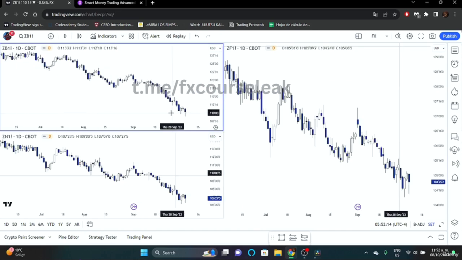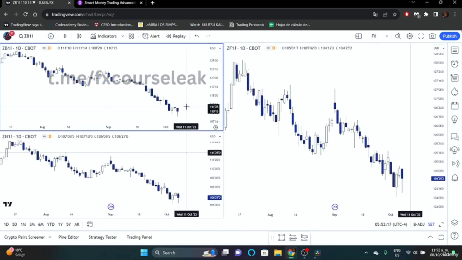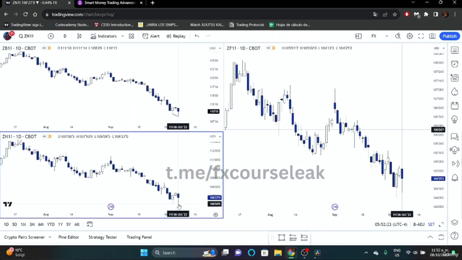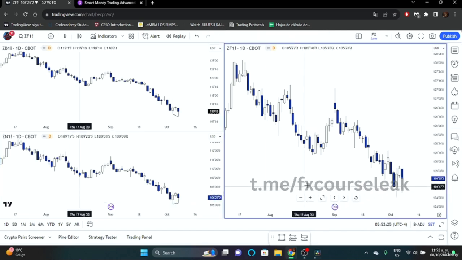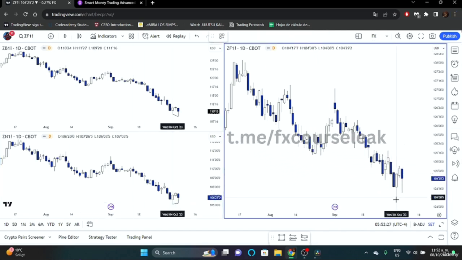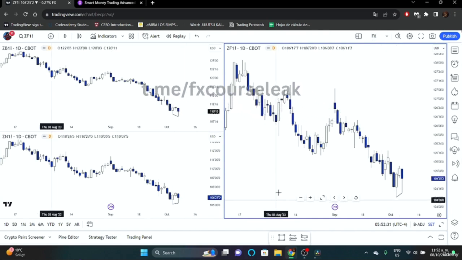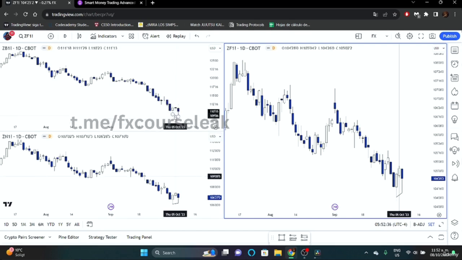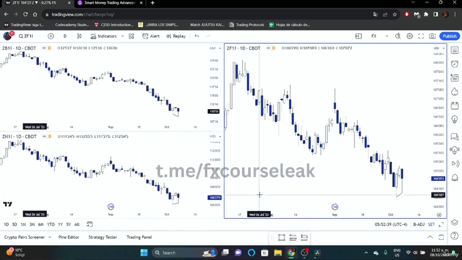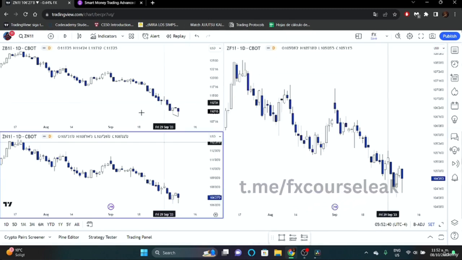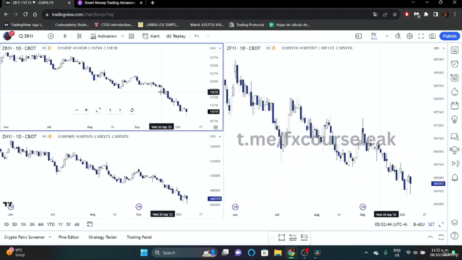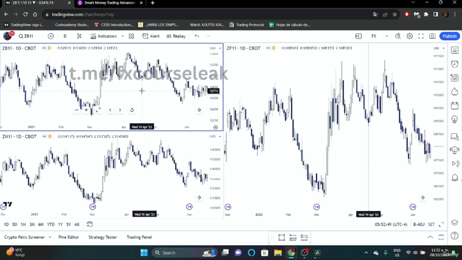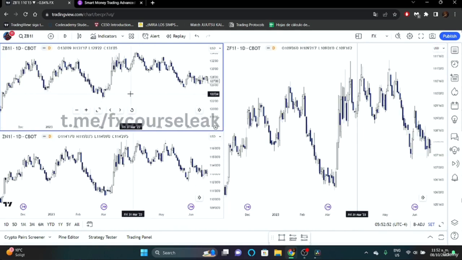But look at this. This is an SMT divergence, smart money technique divergence. We have a low, we have a higher low right here. And what do we have here? A higher low. Okay. If these assets are correlated, then why is this making a lower low and these ones are making higher lows? Because there's been a massive accumulation down there. I'll show you an example of real data of what I'm expecting with my bias.